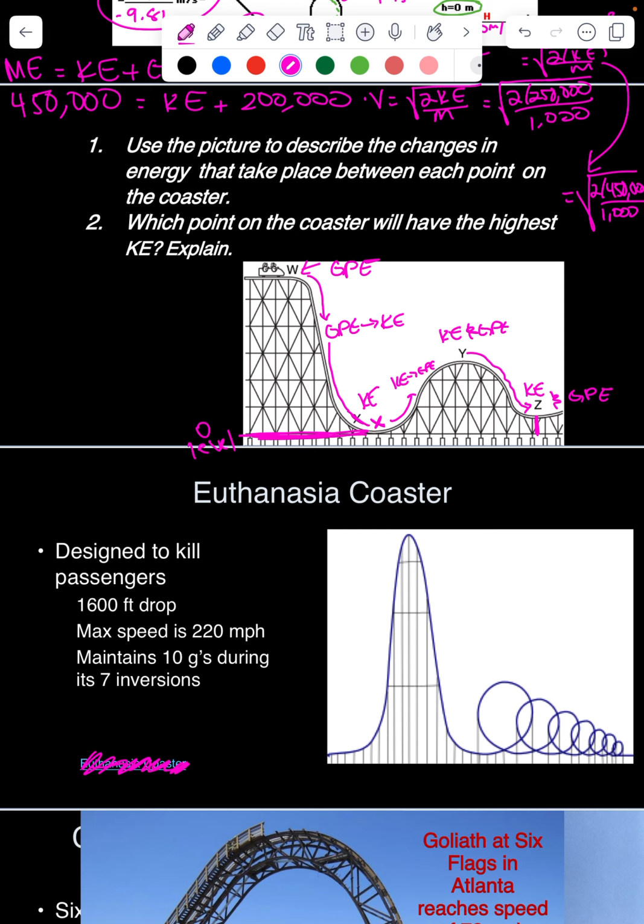So what you see here is that passengers would be taken up to a height of 1,600 feet, like holy moly. And then as they dive down, they are going to hit a max speed right here of about 220 miles per hour. And then as they go through 7 different inversions, they will hit about 10 Gs and maintain that. On our video about the physics of roller coasters, you will see that this decreases the amount of blood supply to the brain, which does put you in a state of euphoria, but it is super dangerous whenever you maintain that for more than a split second.